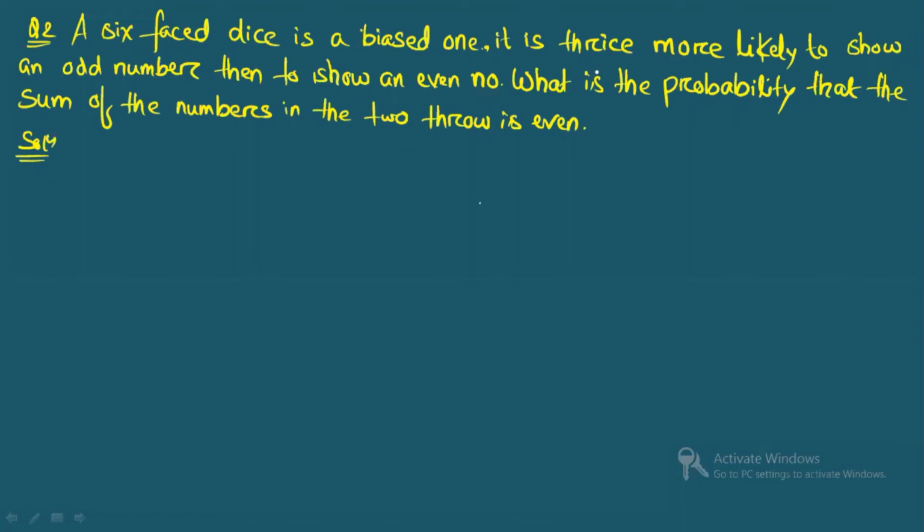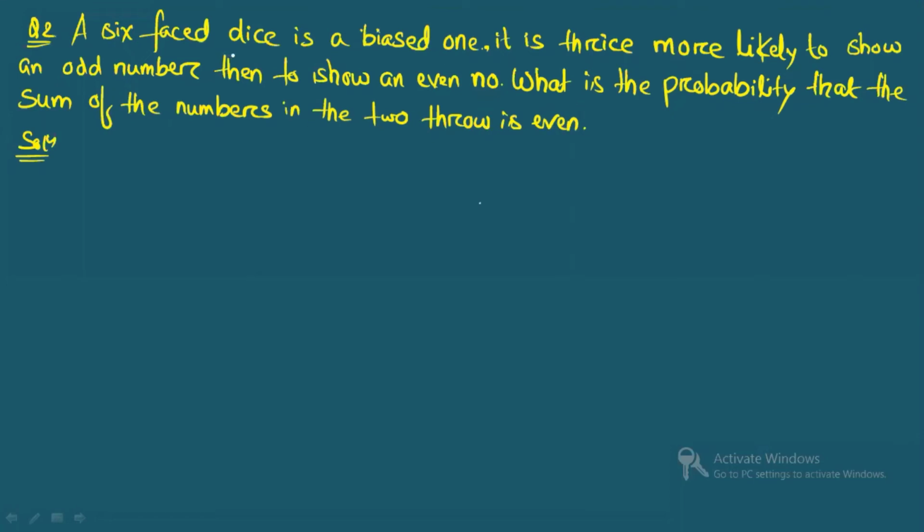A biased dice, you know that the outcomes are not equally likely. It is thrice more likely to show an odd number than to show an even number. What is the probability that the sum of the numbers in the two throws is even?